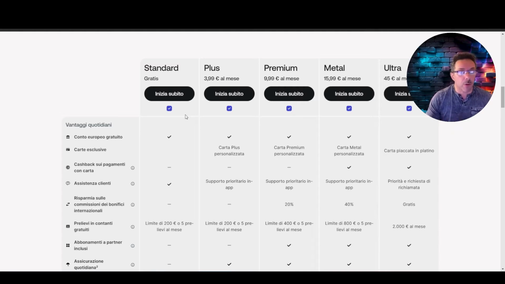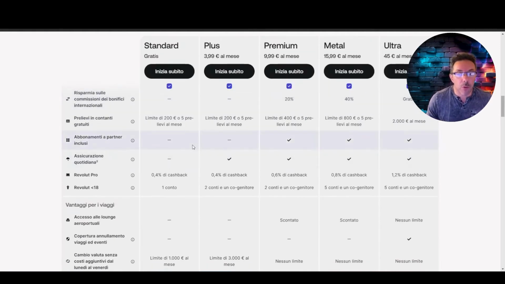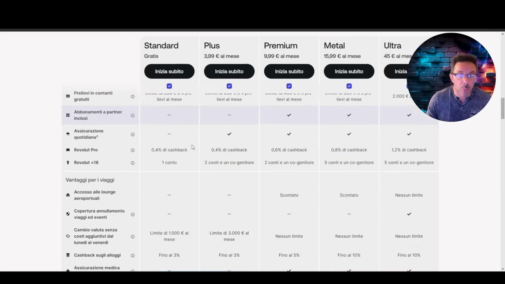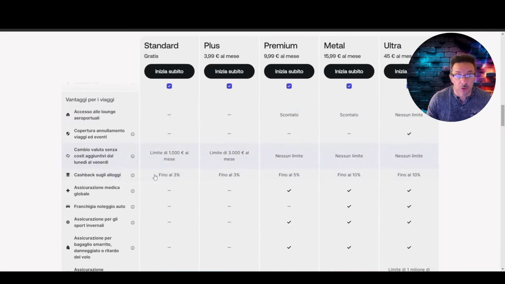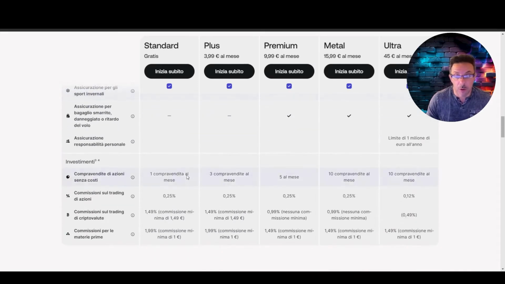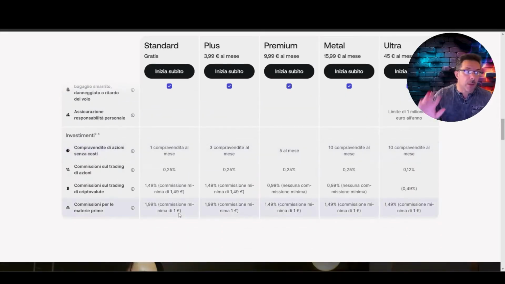With the standard plan, you have a withdrawal limit of 200 euros per month or 5 withdrawals per month, 0.4% cashback. And then you have currency exchange with no extra fees from Monday to Friday, up to 1,000 euros per month, 3% cashback on accommodation, and so on. These are the trading commissions for stocks.